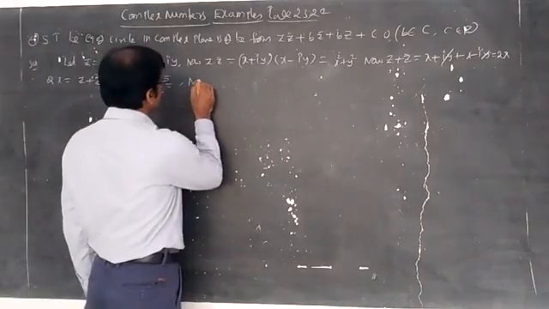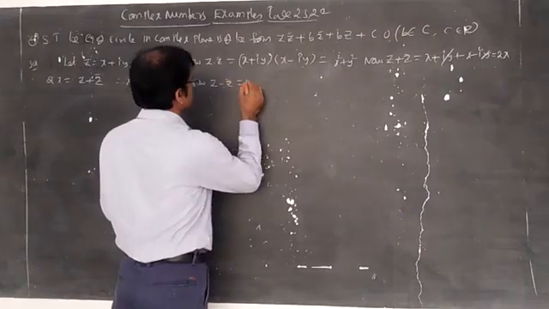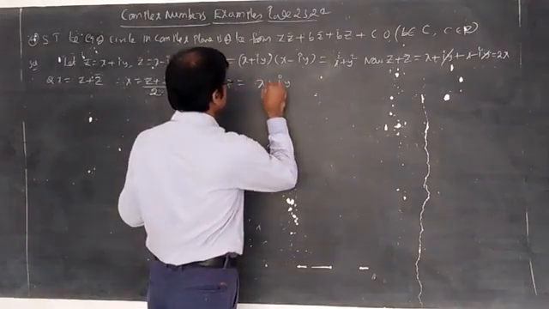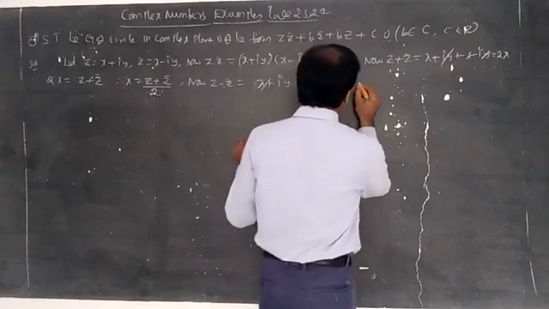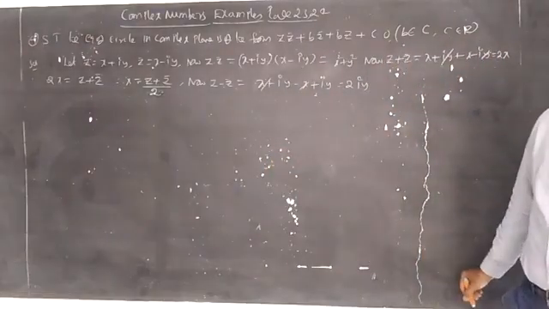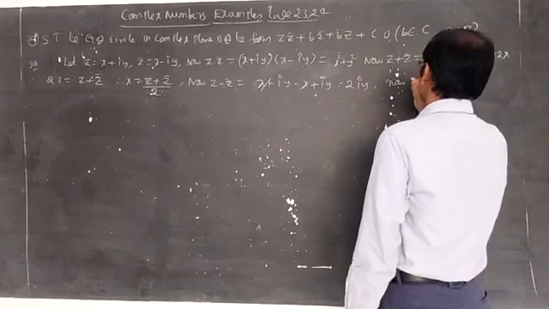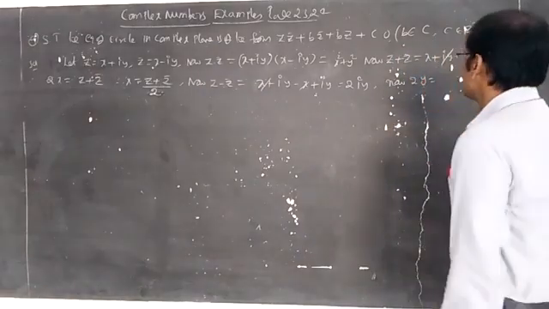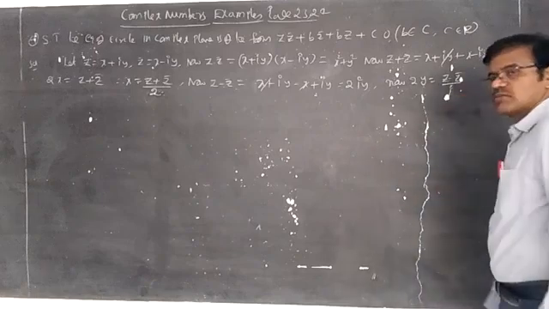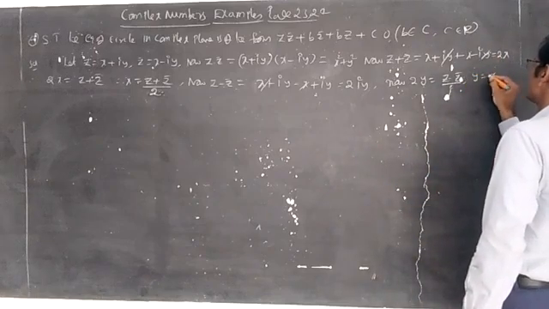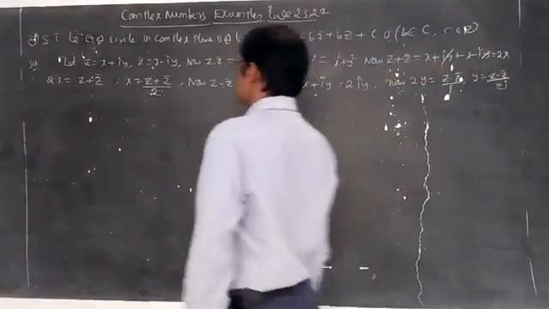Now let us consider z minus z bar. Z minus z bar means x plus iy minus x plus iy. The x gets cancelled, and we get z minus z bar equal to 2iy. So 2y is equal to z minus z bar by i. Y is equal to z minus z bar by 2i. These are all objective concepts. Y is equal to z minus z bar by 2i.